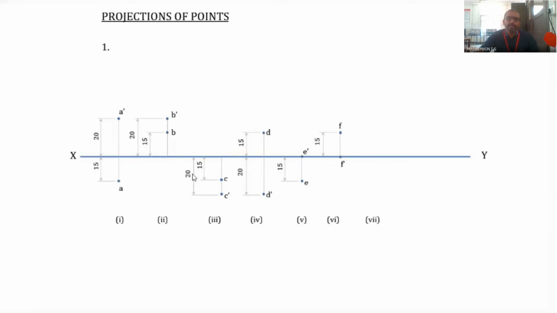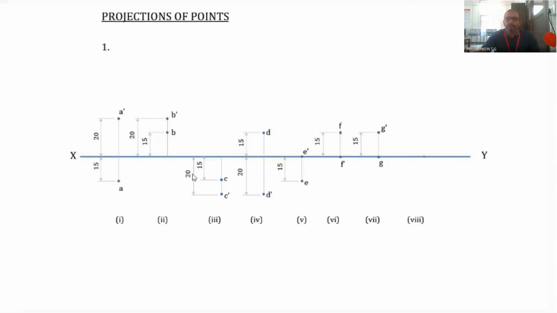Now the next condition, where the point G is in VP and 15 millimeters above HP. Point G is in VP means the top view is on the XY line. Point in VP means the top view is on the XY line. Then it is 15 millimeters above HP, so the front view will be 15 millimeters above the XY line. So that is this condition.